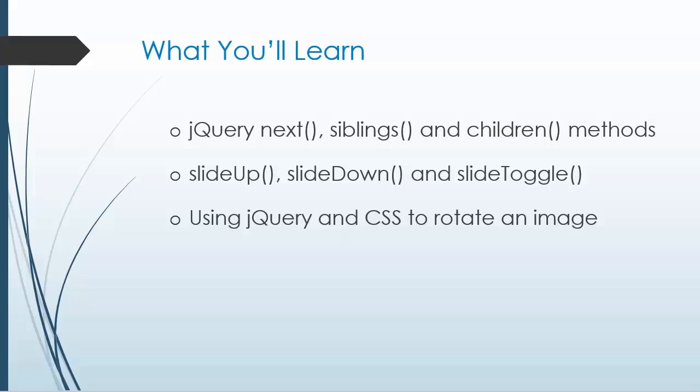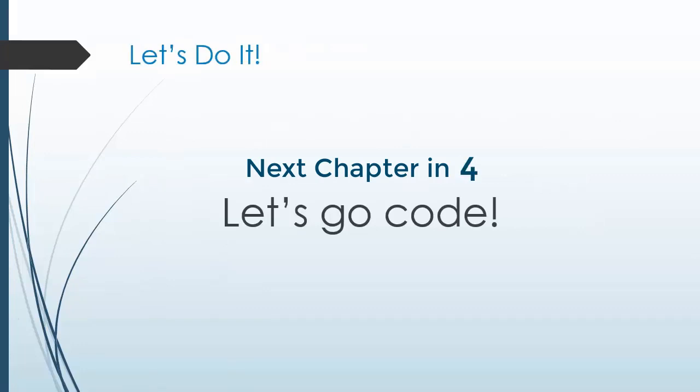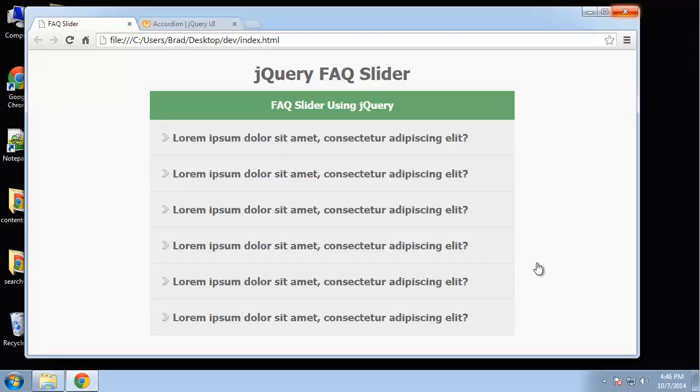Okay, so when we click on a question, it'll have a little arrow next to it, and when we click it, it should turn and look down towards the answer. So we'll be doing that. Alright, so pretty easy. I hope you enjoy it, and I'll see you in the next video.